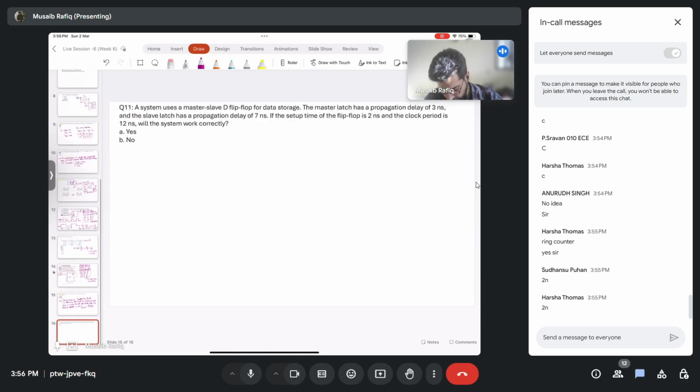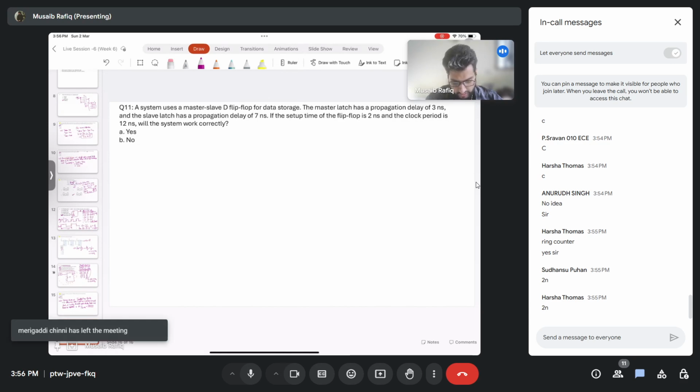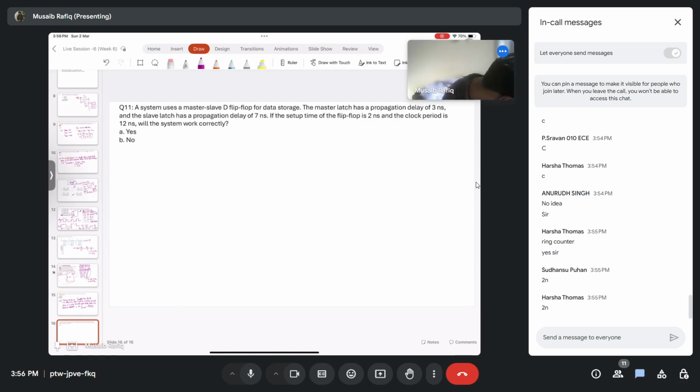Now I have a last question for today's live session. It says that a system uses a master slave D flip-flop for data storage. The master latch has a propagation delay of 3 nanoseconds and the slave latch has a propagation delay of 9 nanoseconds. If the setup time of the flip-flop is 2 nanoseconds, the clock period is 12 nanoseconds. Will the system work correctly? Can anyone tell me what will be the answer? Will the system work correctly if I have the following numbers with me?